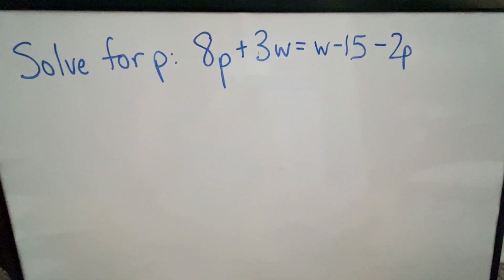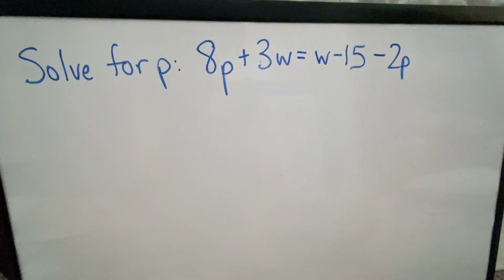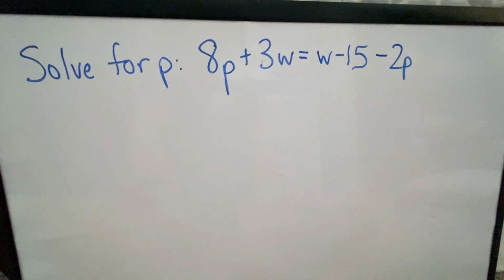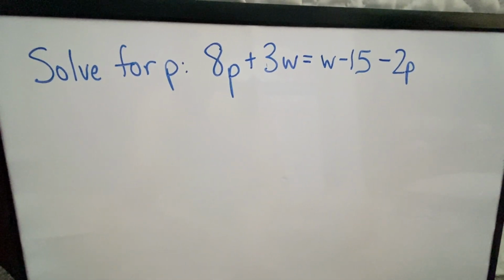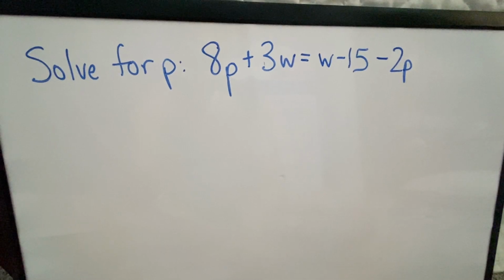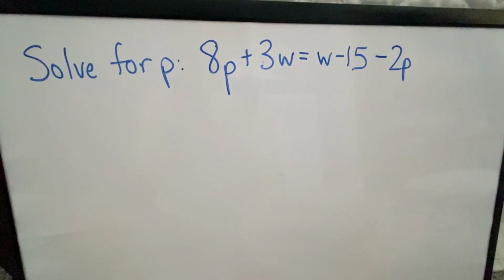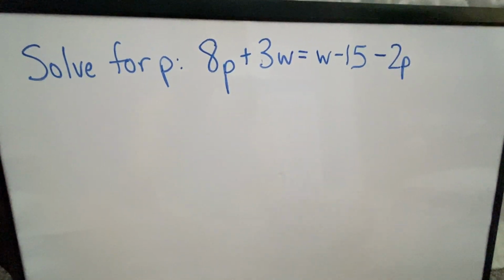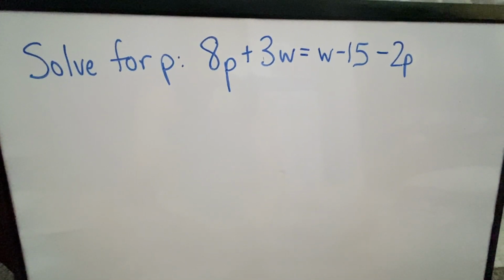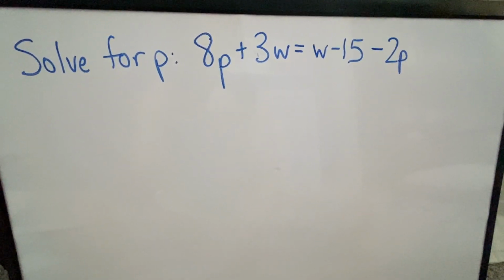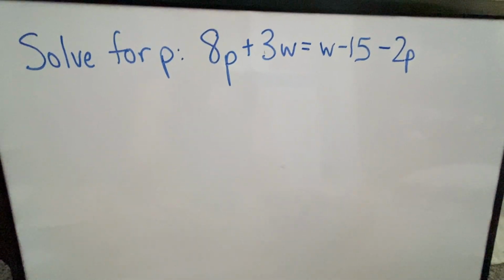Okay, one more example from this lesson. This is letter B, again on page 170. It says solve for P, 8P plus 3W equals W minus 15 minus 2P. Okay, so we have a P on both sides. And remember, our goal is to get an equation that says P equals something.